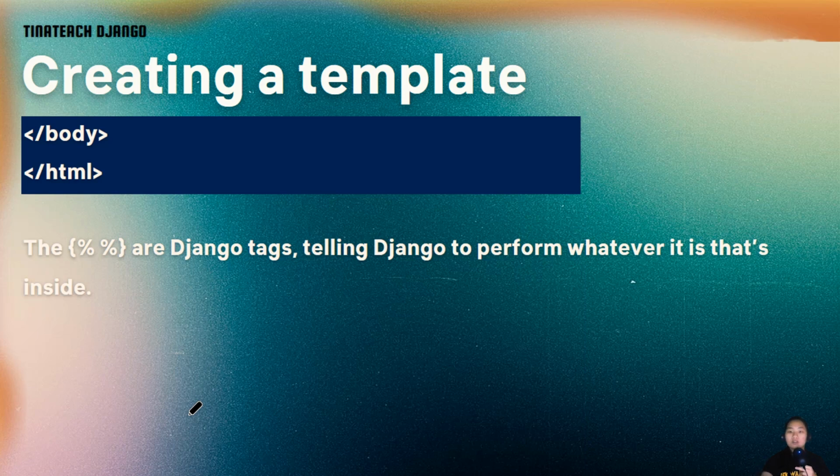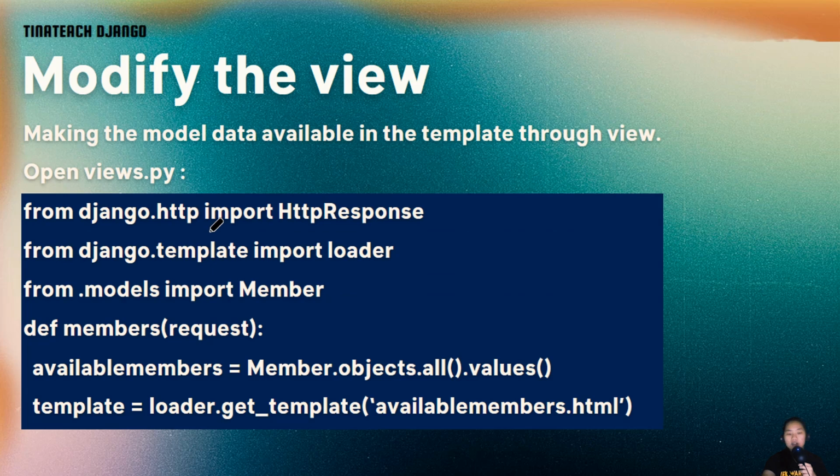After that, we just close the body, close the HTML, and as I've said here, these two are Django tags, okay? So it's best that you get used to them a little bit. It helps that they are so different from anything that you've seen with CSS and JavaScript. Now that we're done with the template, let's move on to modifying the view, making the model data available in the template through this file so we can see it being displayed on our browser.